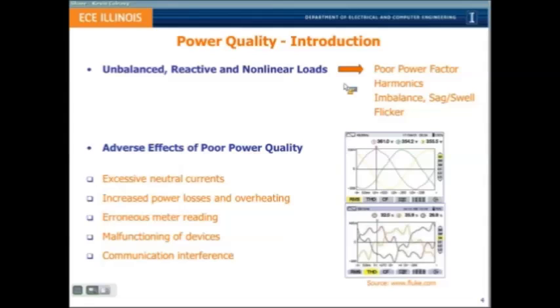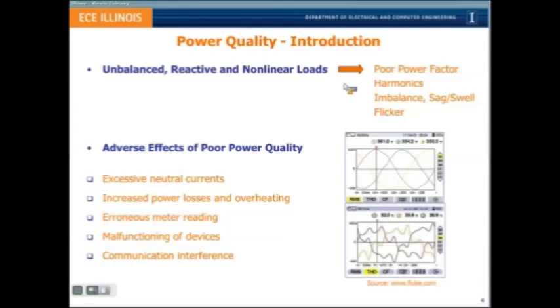And looking at the effects of these unbalanced, reactive and nonlinear loads, we know that they give rise to poor power factor because of the presence of inductive or capacitive elements. And harmonics, this is because of the power electronic equipment, because they tend to draw currents which are non-sinusoidal in nature. And the imbalance is because of the unbalanced loading of the three-phase systems. Even in the Everitt Lab, we can see that there is a huge quantity of neutral current that flows through the fourth conductor, which is a three-phase four-wire system.